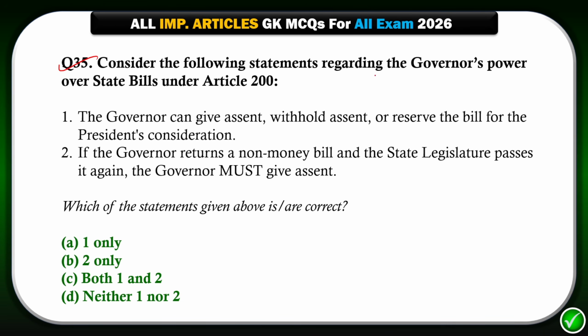35. Consider the following statements regarding the governor's powers over state bills under Article 200. The governor can give assent, withhold assent, or reserve the bill for the president's consideration. If the governor returns a non-money bill and the state legislature passes it again, the governor must give assent. Which of the statements given above is correct? Option number C, both 1 and 2 are correct.